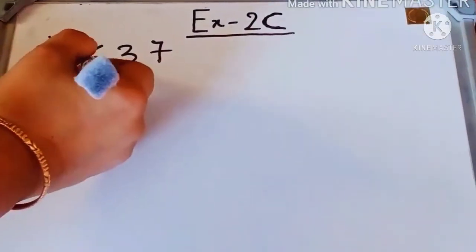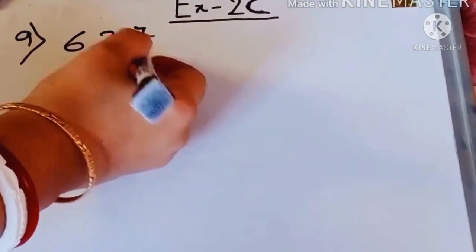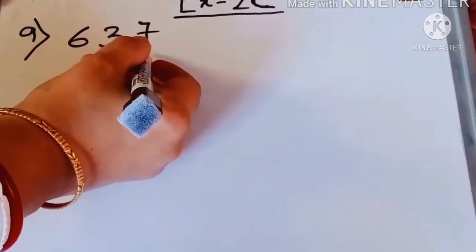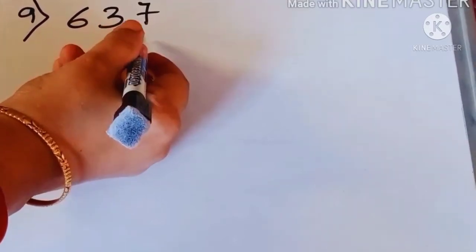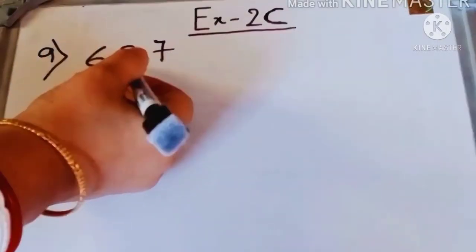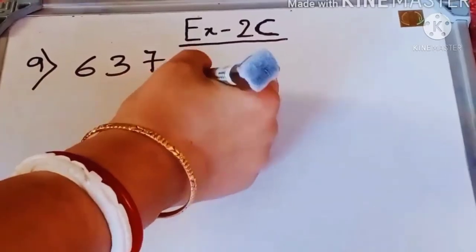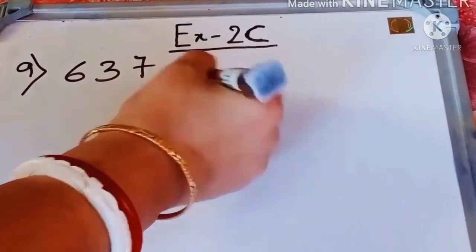We have question number 9, 637. See, 637 is an odd number, so it is not divisible by 2. Again, 6 plus 3 plus 7, the sum of the digits is not divisible by 3. But see, it can be divided by 7. So let's use the division method.